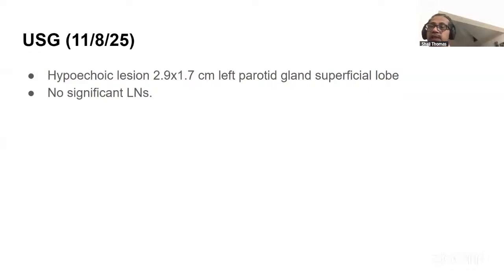So what is the finding on ultrasound? Sir, as per the ultrasound, it was a 2.9 into 1 centimeter hypoechoic lesion in the superficial lobe of the left parotid gland. No significant lymph nodes, sir. Have they mentioned superficial lobe in the report? Yes, ma'am, they wrote like that, ma'am.